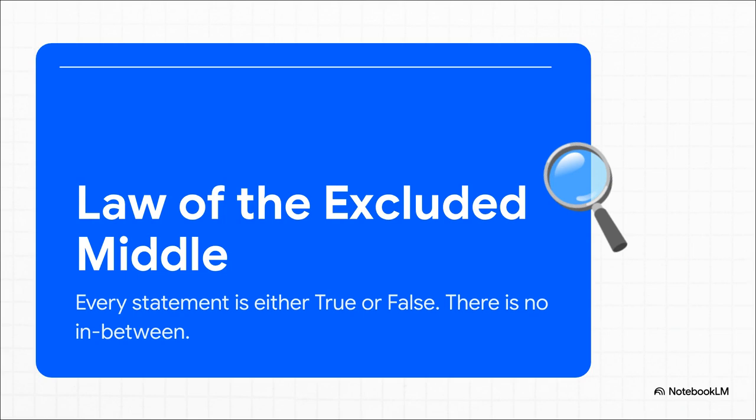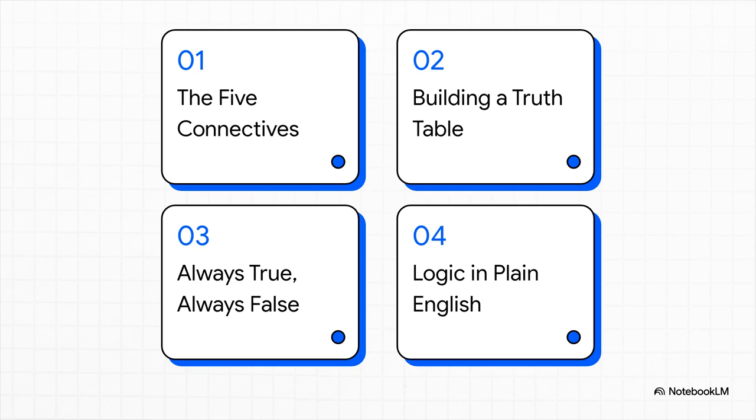Okay, so before we go any further, we have to agree on one single non-negotiable rule. It's called the law of the excluded middle, and it's basically the foundation for this whole thing. It's super simple. Every statement is either true or false. That's it. There's no in-between, no kind of true, no maybe. For everything we're about to do, it's black or white. That's the game.